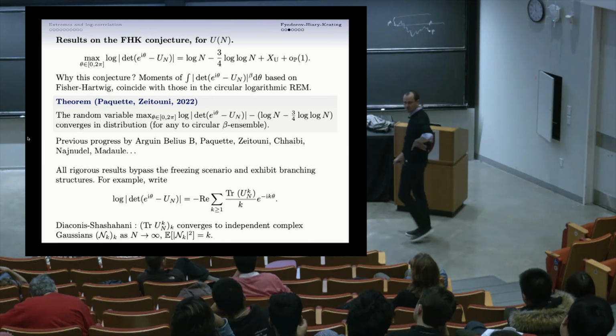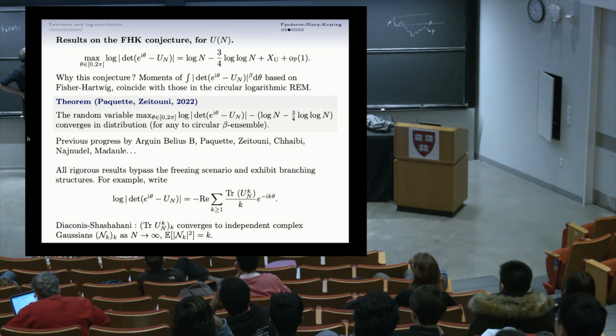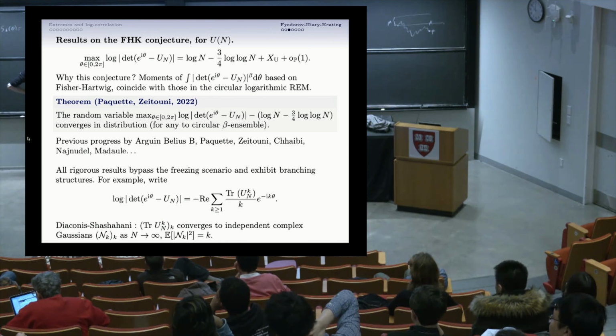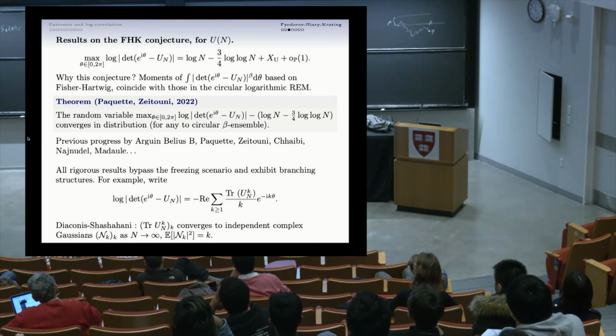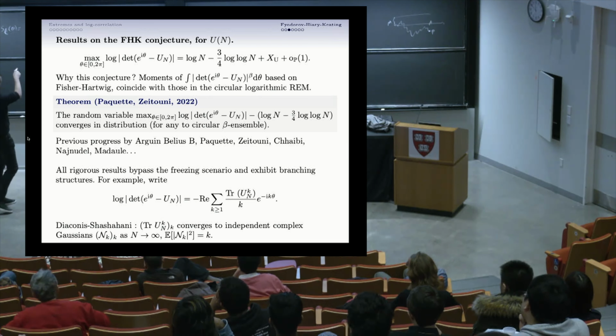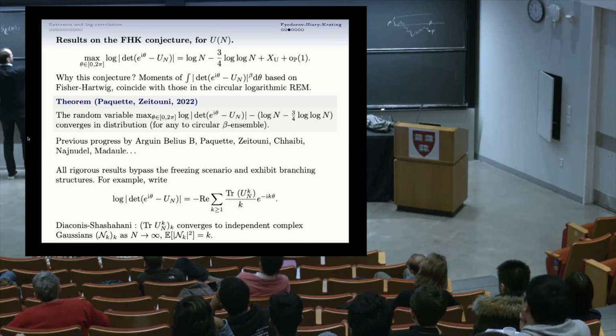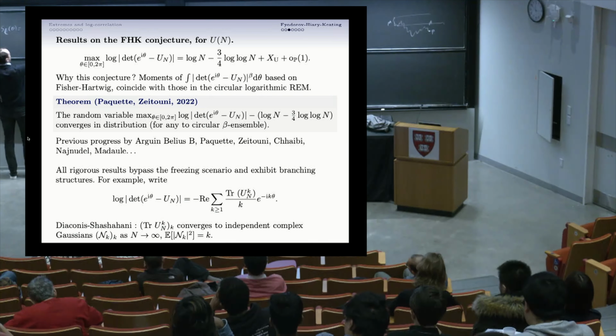Basically, if you define S_k of theta to be the sum of this trace of U to the k over k, exponential ik theta, but you're going to stop your sum at some level L, which corresponds to scales. So the variance is like the harmonic sum. This is k, this is 1 over k squared, so it's the sum of 1 over k. So what you really want is your k's to be smaller than exponential L.